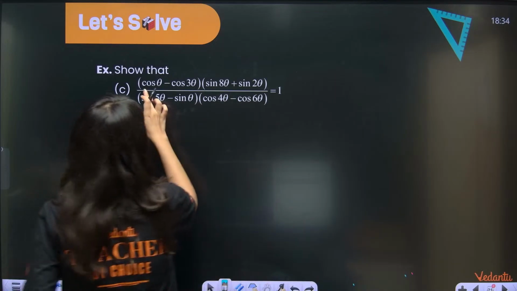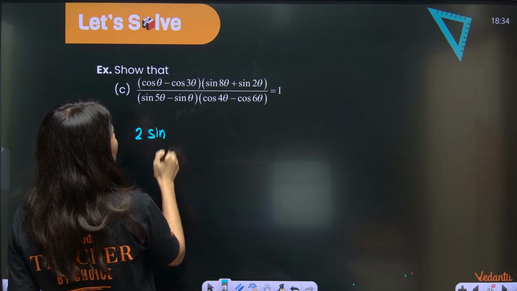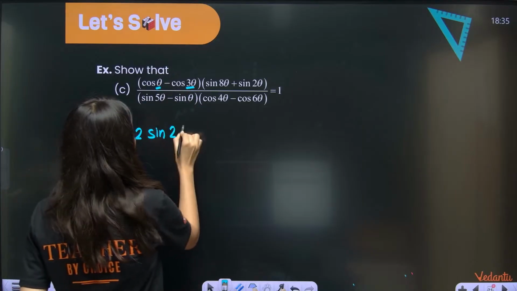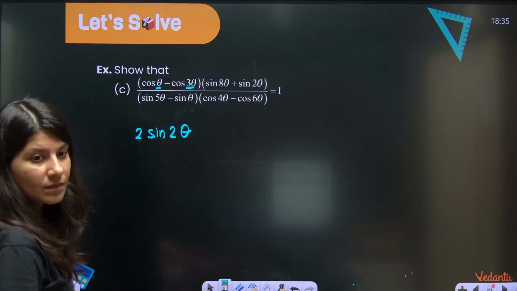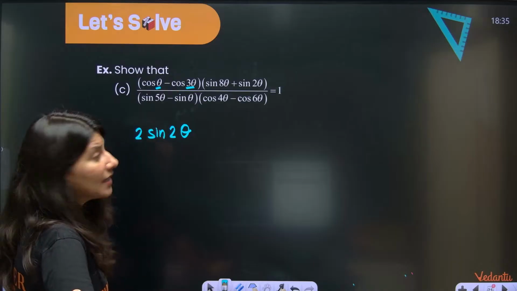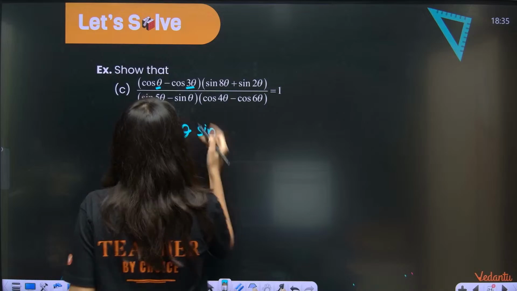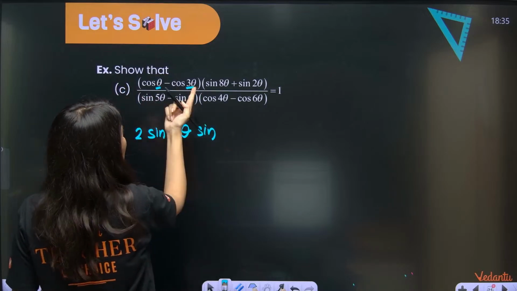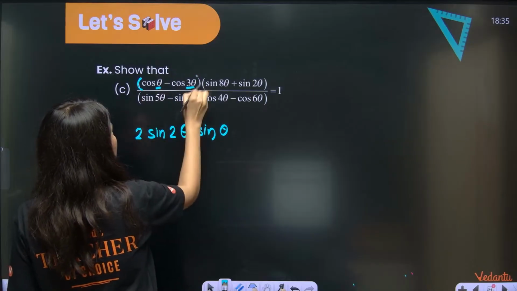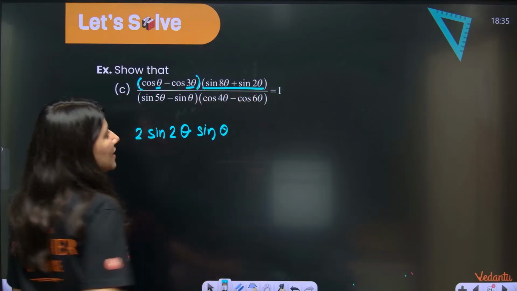Cos C minus cos D is 2 sin C plus D by 2, theta plus 3 theta, 4 theta by 2. Cos C minus cos D is what? 2 sin C plus D by 2, sin D minus C by 2. D minus C, 3 theta minus theta, 2 theta by 2. So this is what it is. Now sin 8 theta plus sin 2 theta.